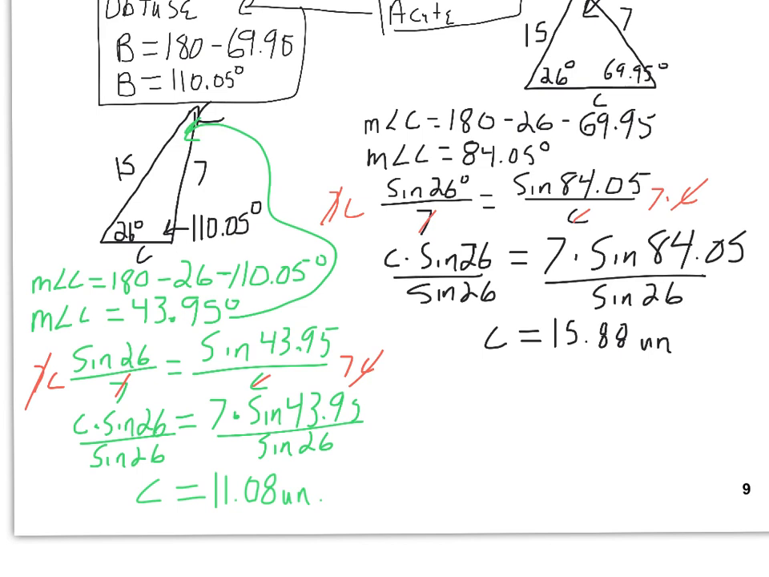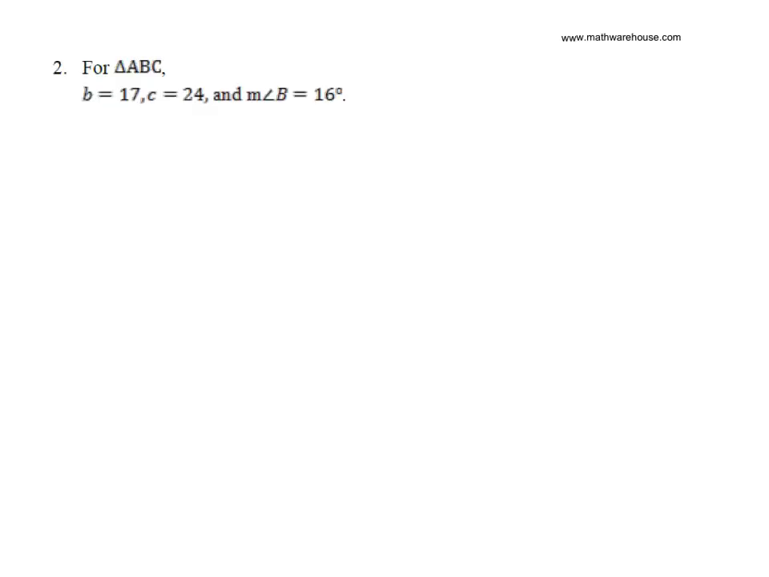And there you have the two triangles that are created by this ambiguous case, the law of sines. Please go to the next slide and you can try one on your own. For triangle ABC, B this time is 17, C is 24, and angle B is 16. What I'd like you to do is pause this, try drawing this triangle, then come back and compare it to mine. Then you can pause it and work it from there.